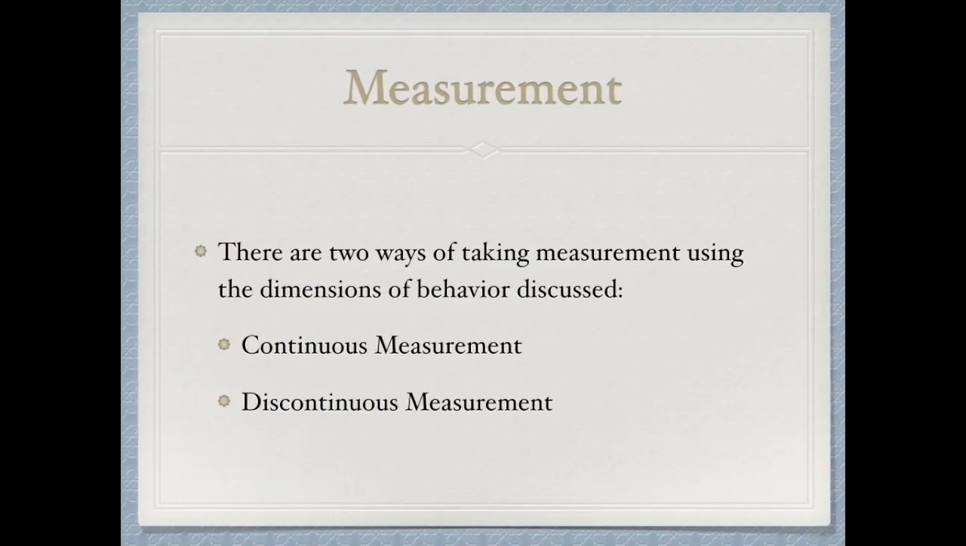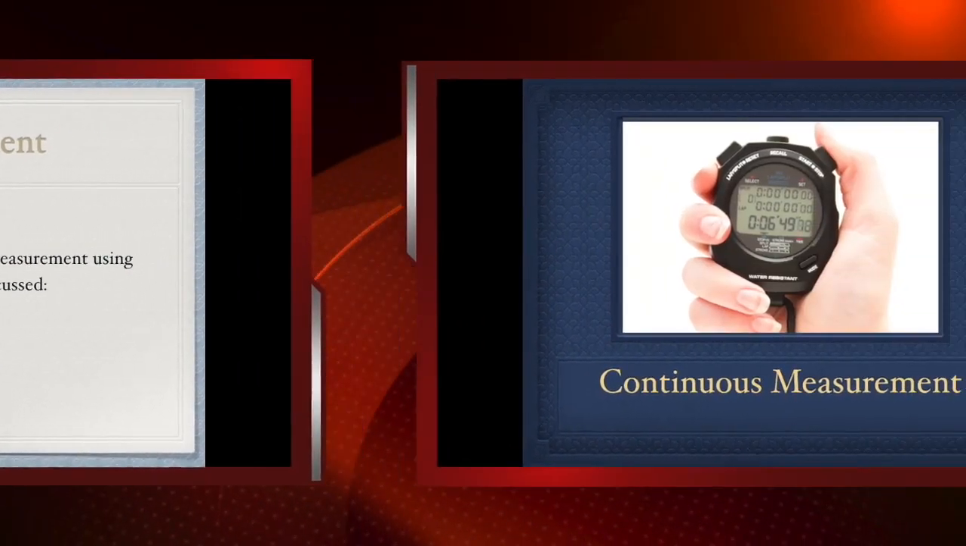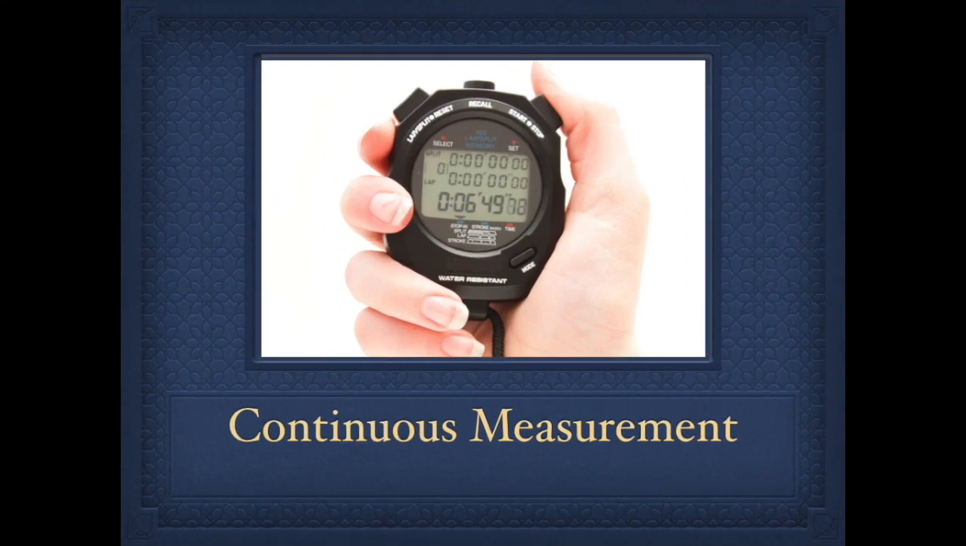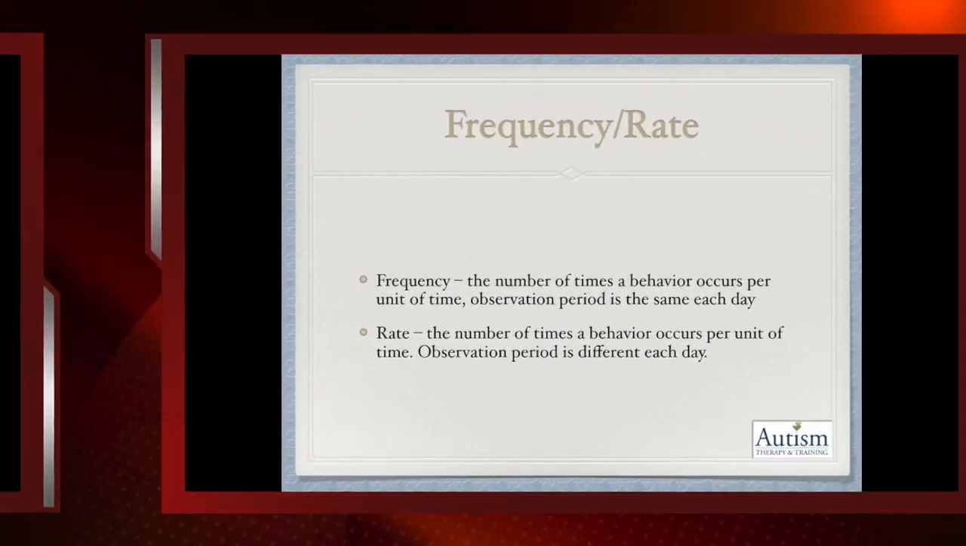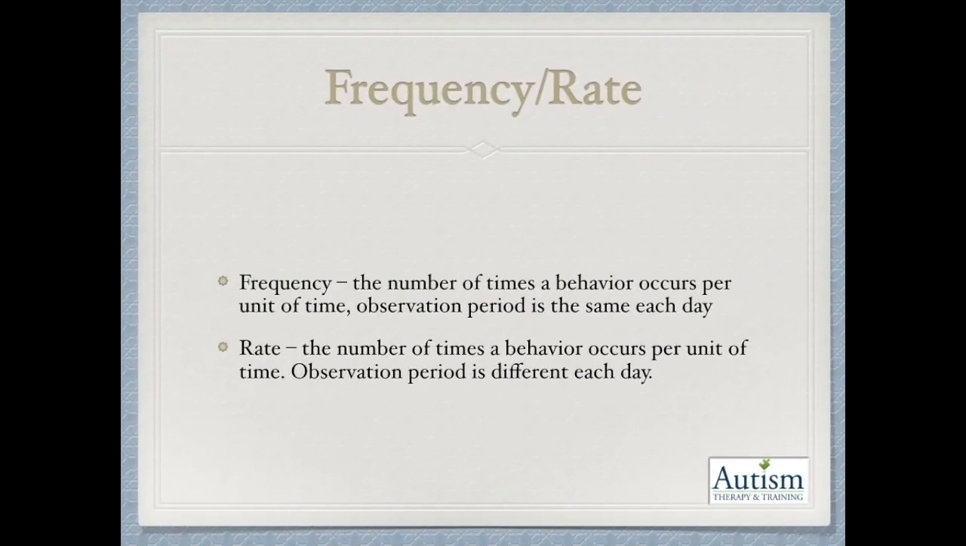There are 2 types of measurement: continuous measurement and discontinuous measurement. Continuous measurement is implemented when every instance of the behavior is collected throughout the day. Frequency, rate, duration, latency, interresponse time can be used to collect the behavior all day long. Let's break this down some more.